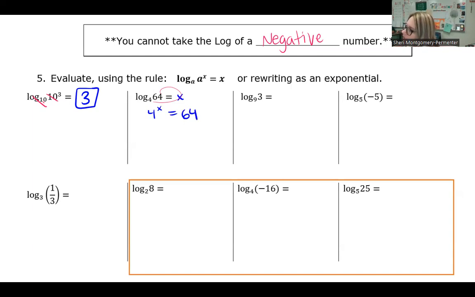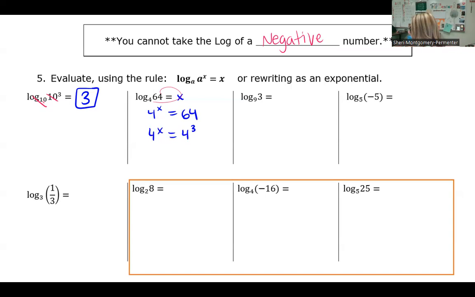Here's where your exponent chart is helpful. Last time when we used our exponent chart, we were going down the columns. Now we'll be going down the rows. Down the row, we're looking for when is 4 equal to 64? It's to what power? Okay, so I can rewrite 64 and say it's the same thing as 4 to the third power, right?